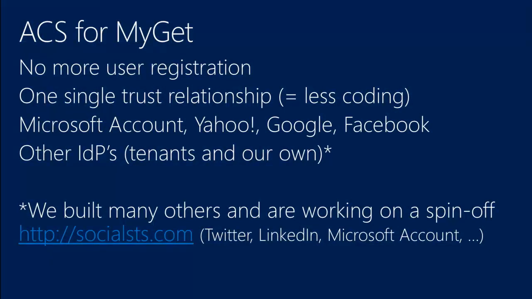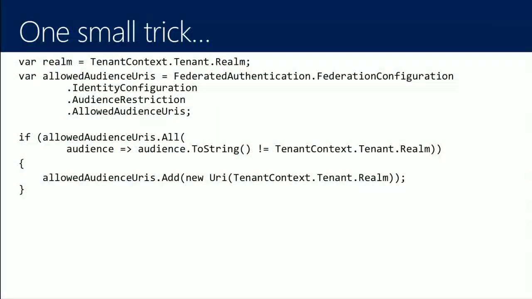Fun thing is, we are actually getting quite tired of maintaining those things within our MyGet code base, so we decided to pull them out over time, and that's actually something we're working on. SocialSTS.com allows you to plug in LinkedIn, Twitter, Microsoft accounts, but in a good way. We have Amazon account support and so on in SocialSTS. So all those identity providers are basically pulled out of MyGet, and you can now use them in your own application as well when using ACS. So that's kind of a spin-off we have from MyGet.